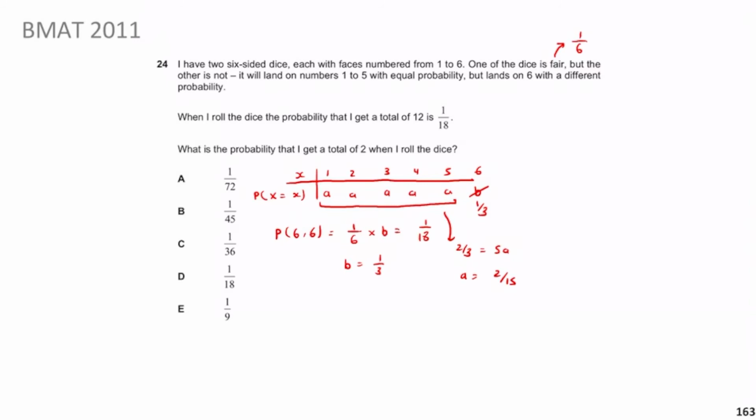So now it says what's the probability that we can get a 2? And the only way you can get a 2 is if you get a 1 and a 1. So getting a 1 on the fair dice is going to be 1 out of 6, and a 1 on the unfair dice is going to be A, which is 2 out of 15. If you times this together, you can cancel that out to 1, you can cancel that out to 3, and therefore what you should get, guys, is 1 out of 45. And this lands you then on the grand answer of B.